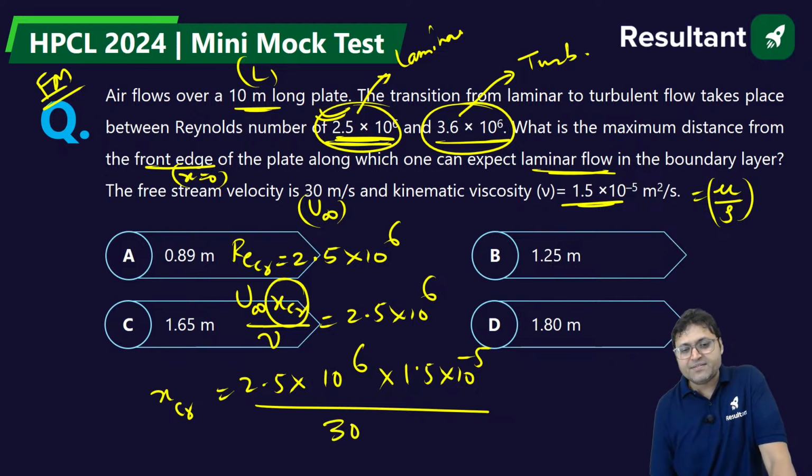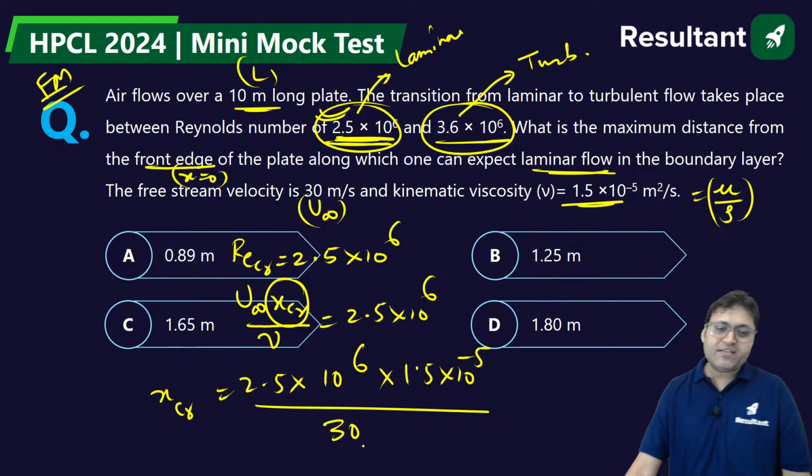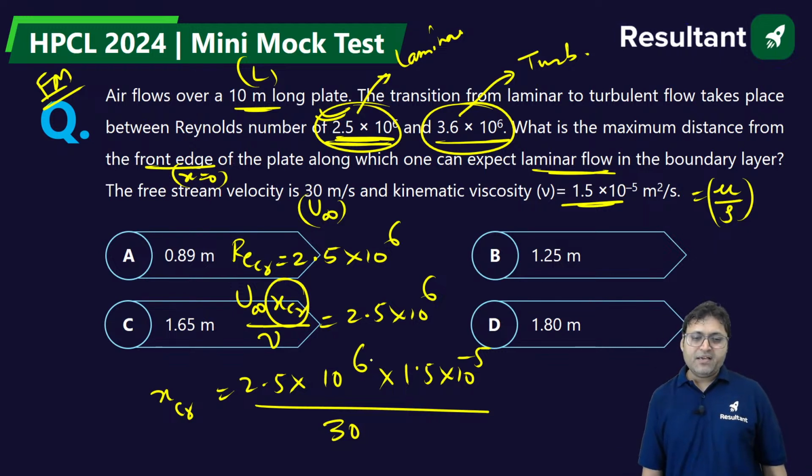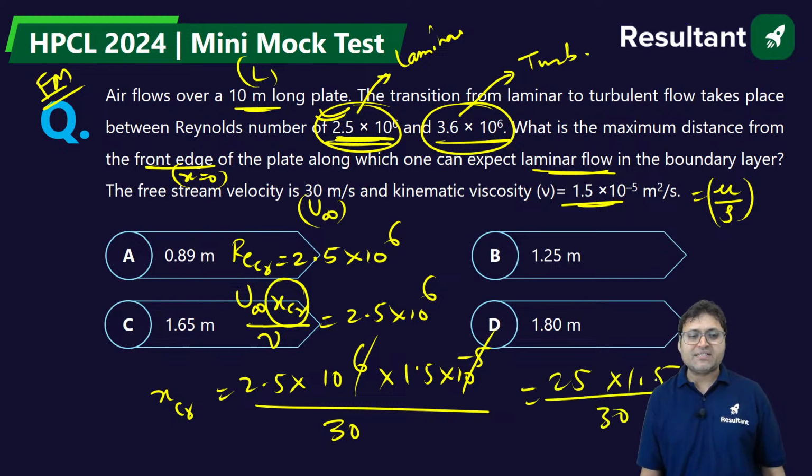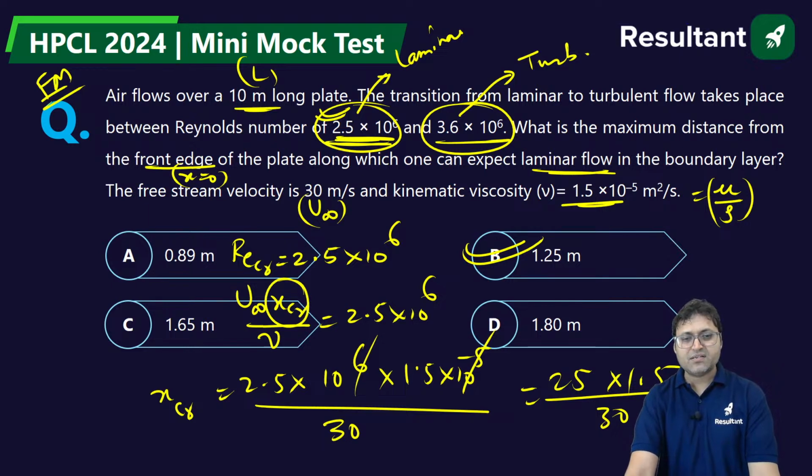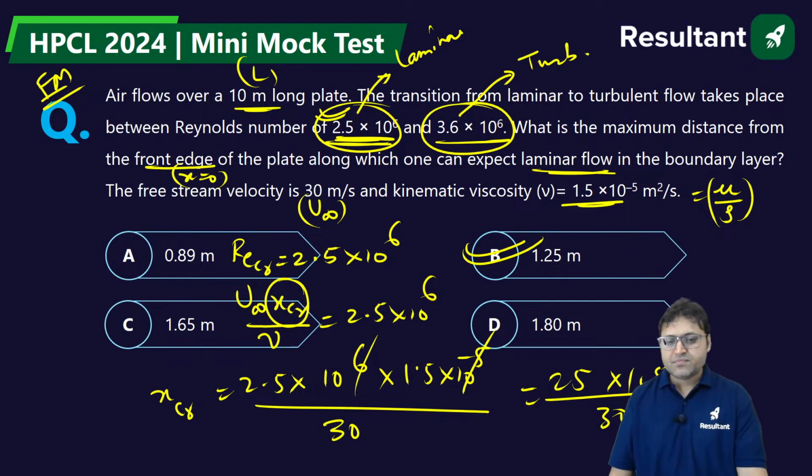What will be u infinity? 30. Can you solve it? So that will get cancelled out. 25 into 1.5 divided by 30. How much is that? Are you getting it as 1.25? Is it 1.25 or not? Check the calculation. It will be 1.25.